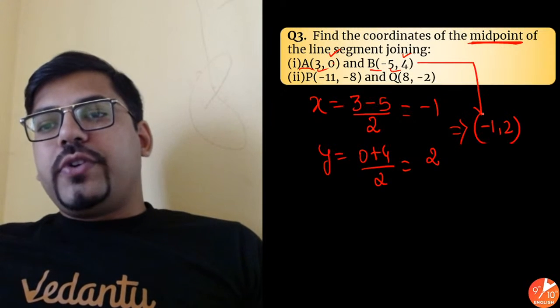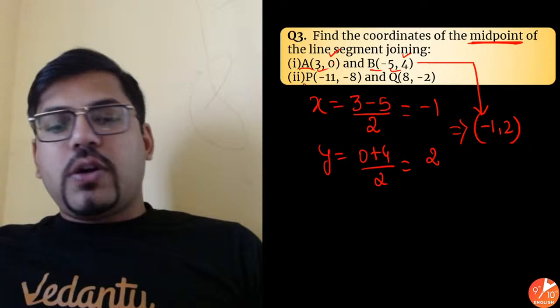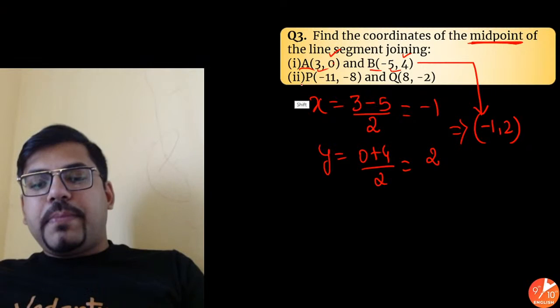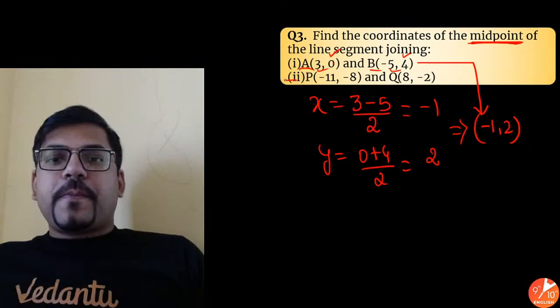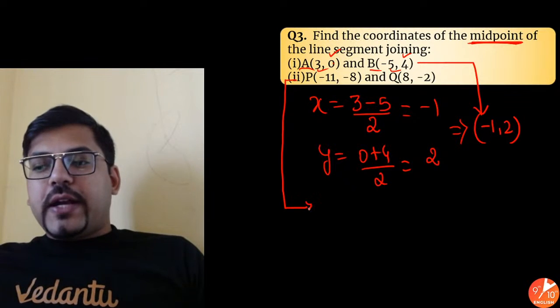Did you all understand? For the first part you got the midpoint as (-1, 2). Similarly, for the second part, what will come? Who can tell me? For the second part what will you get? Who can tell me that?